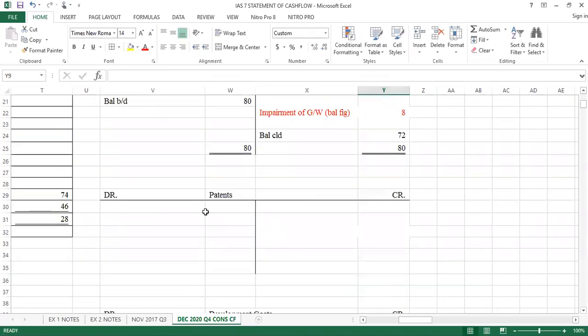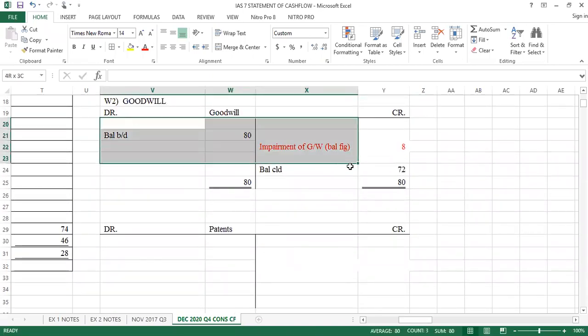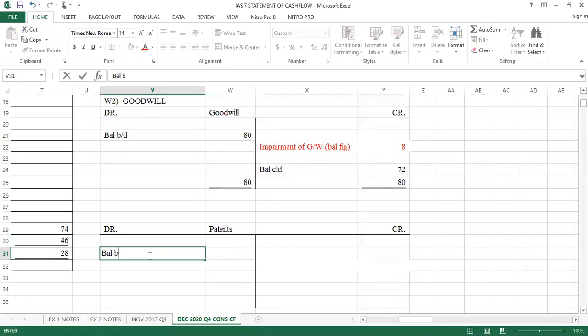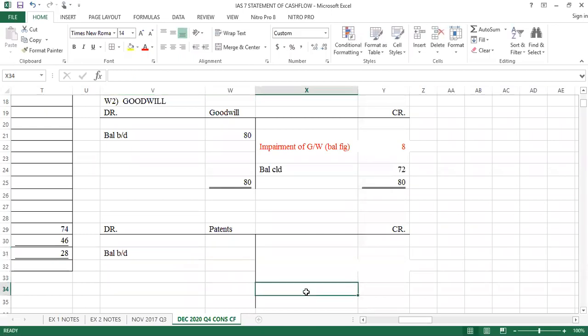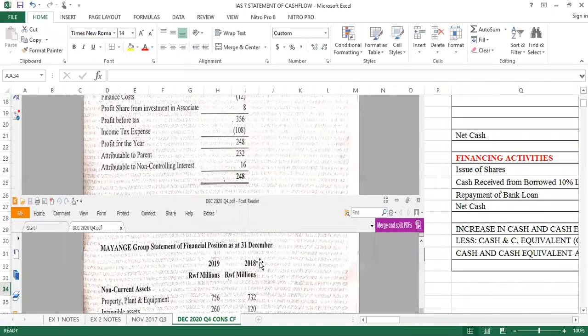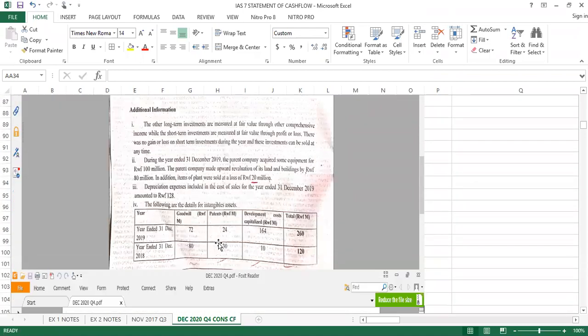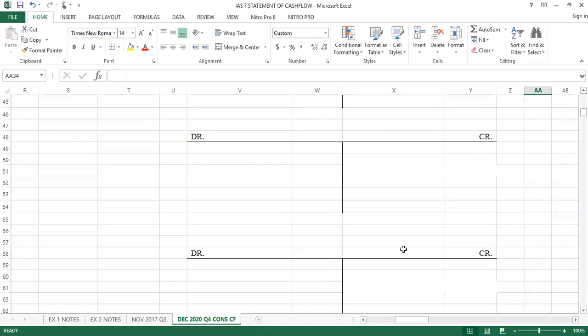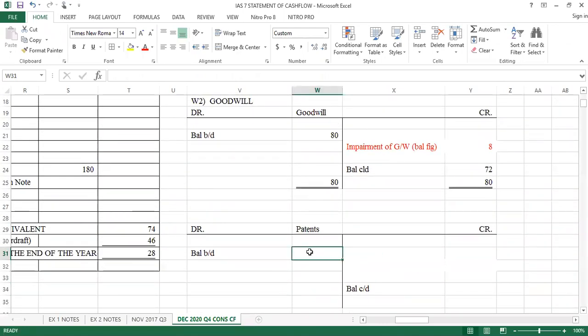Now you know the trend. Patents, opening balance brought down, closing balance carried down. Let's look at balance brought down for patents. Patents was the second one. Patents, opening is 30. Closing is 24. Again, if closing was more than opening, there could have been acquisition.